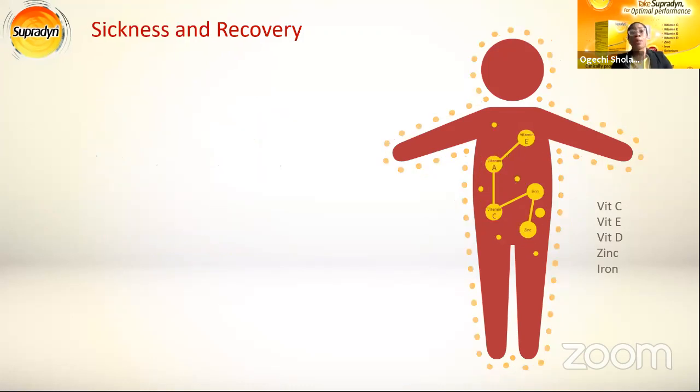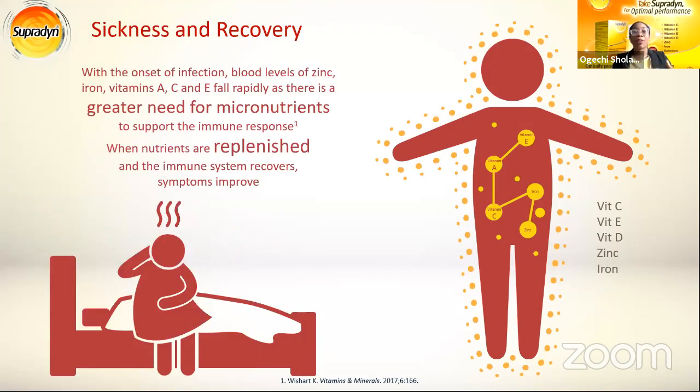Data shows that when somebody falls ill, there is a rapid fall in the plasma concentrations of vitamins A, C, and E. Why? Because they are recruited to support the immune response. When these nutrients are replenished, the immune system recovers and symptoms improve. This is the reason why we encourage people who are recovering to eat well. WHO recommends 5 servings of fruits and vegetables. They should eat well to ensure that their micronutrient levels are being replenished even as they recover.